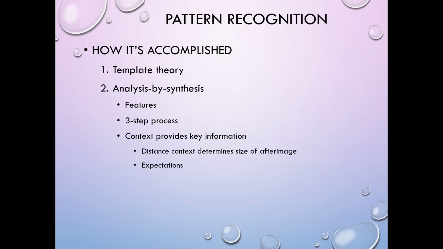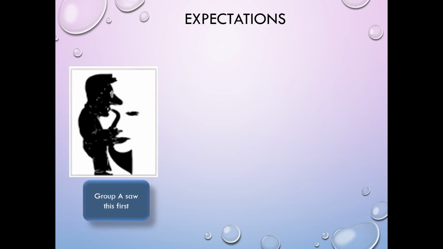The context of your expectations plays a huge role. I mentioned expectations as one of those factors that helps us to do pattern recognition in general. But if you expect something, you tend to see that thing. So in an experiment, they showed group A this picture that you're seeing right now.